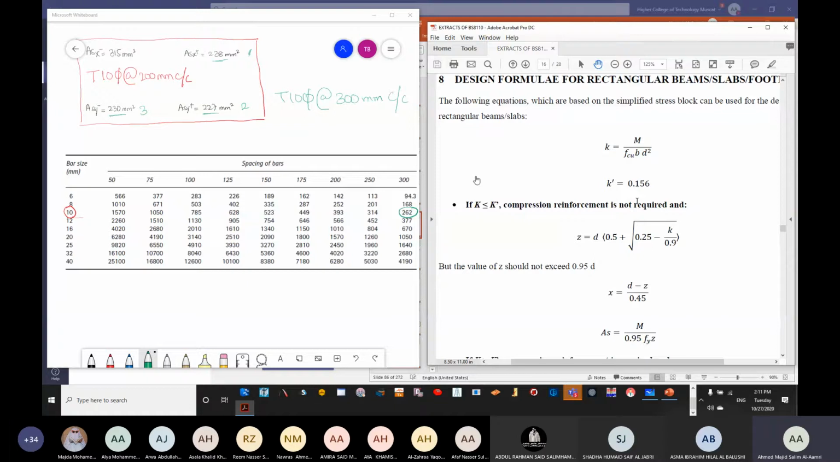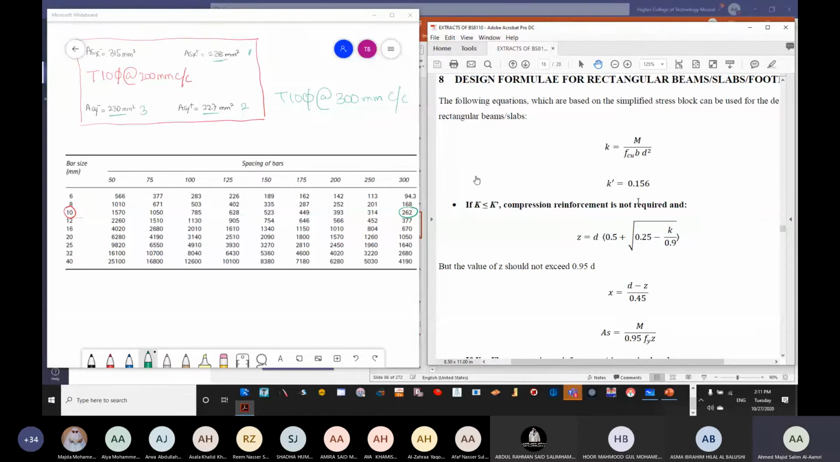Sir, if K is greater than or equal to K dash, then the compression reinforcement should be required, right? So we have to find the As dash? Yes, but in a slab, I told you from the beginning, the loading is going to be too small in a specific area. So if you got a doubly reinforced section in a slab, it means that you have done a calculation mistake.